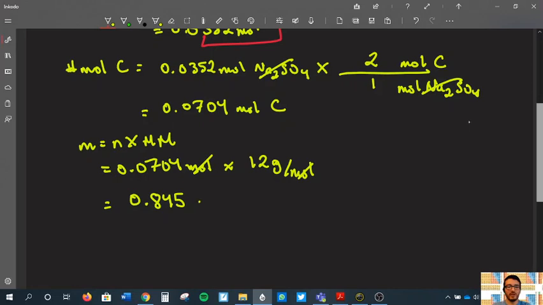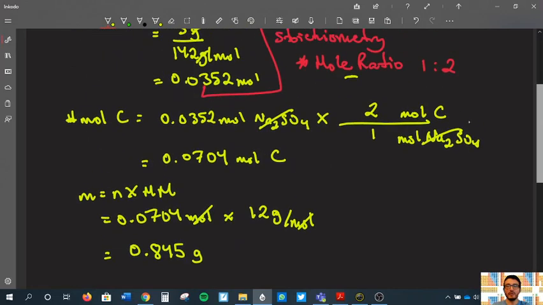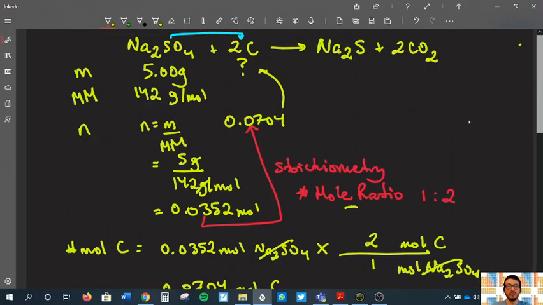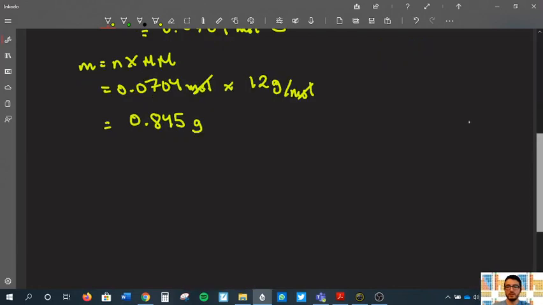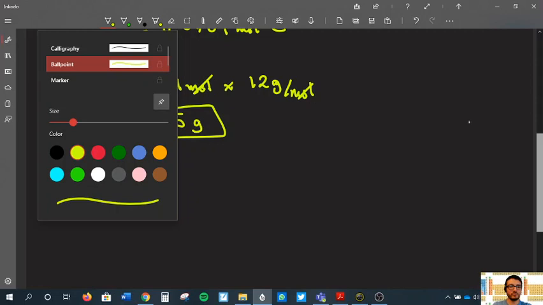Plug that into your calculator, and you should get 0.845. I've rounded to 3 significant digits because our question has 3: 1, 2, 3. So our final answer is 0.845. Okay, I told you I would show you a different way of solving that stoichiometry part, so let's go ahead and do that.